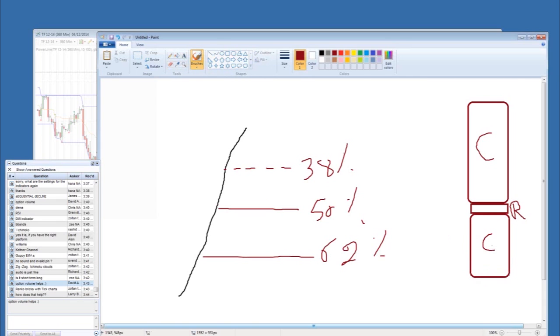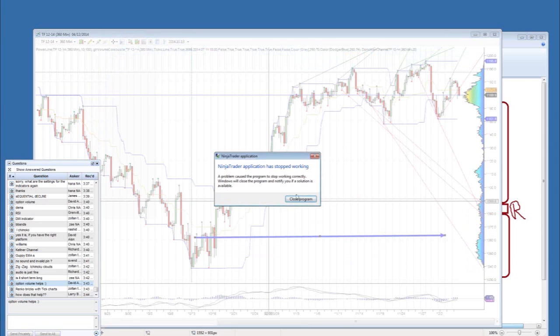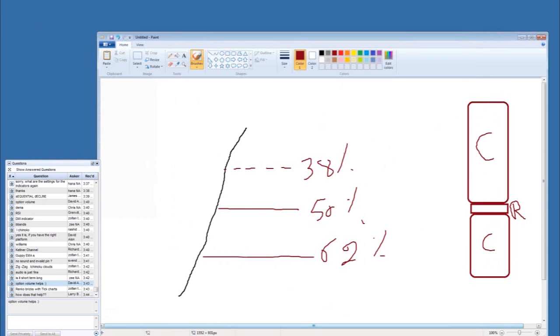Again, folks, this is not only on paper. I can really show you how it works in detail. Let me just get rid of NinjaTrader and start it again later. Give me a second, please.